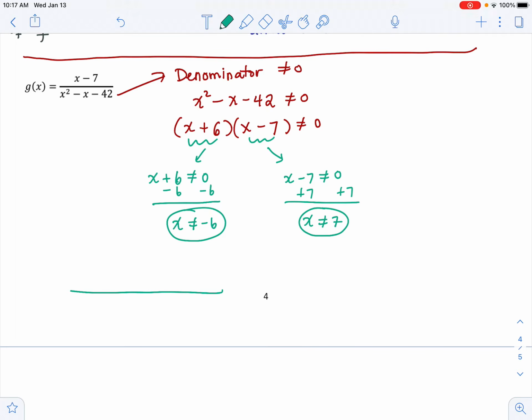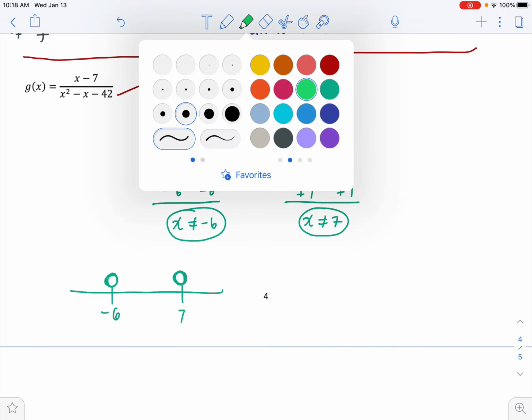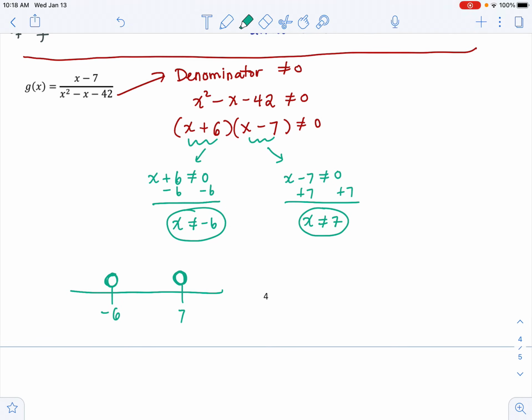There is no square root, so I don't have to say radicand is greater than or equal to 0. There's no square root. So put the small number on the left. Negative 6 is small, 7 is big, so let me put it right there. Both get open circles. Make sure to draw the open circles because we can't have those two values. But they didn't say anything else about any other values. So what's going to happen is we can have everything to the left of negative 6 and everything to the right of 7.